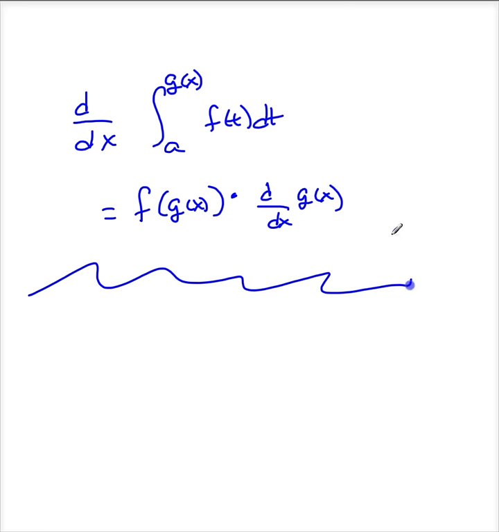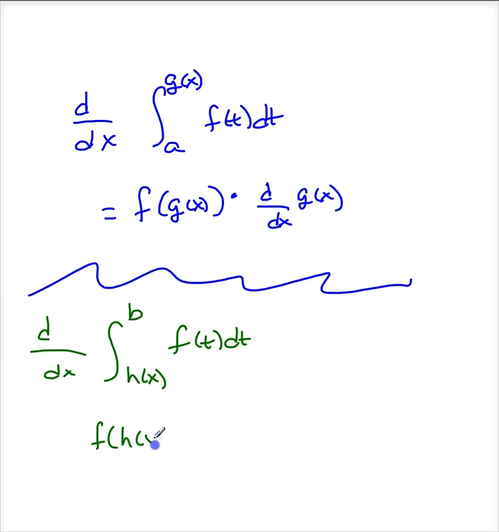Now, what if I'm trying to take the derivative with respect to x of the integral from, let's call this h of x down here, to some constant b of f of t dt? Well, remember we always subtract off the lower limit, so this is going to be f evaluated at h of x, and the derivative of this is going to be minus, because we're going to be subtracting this, dh.